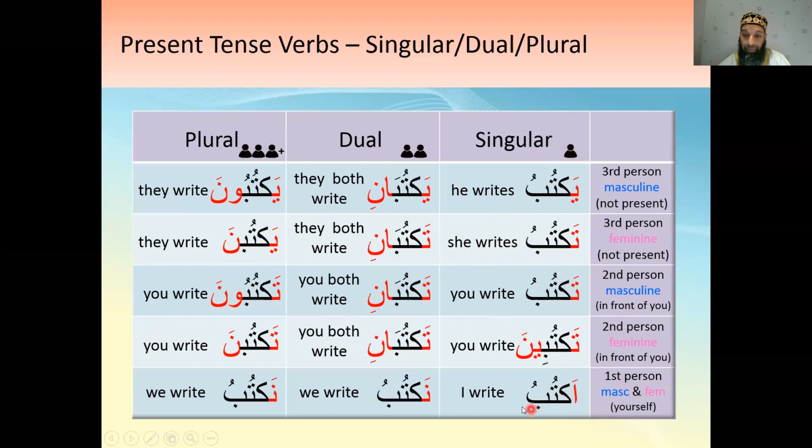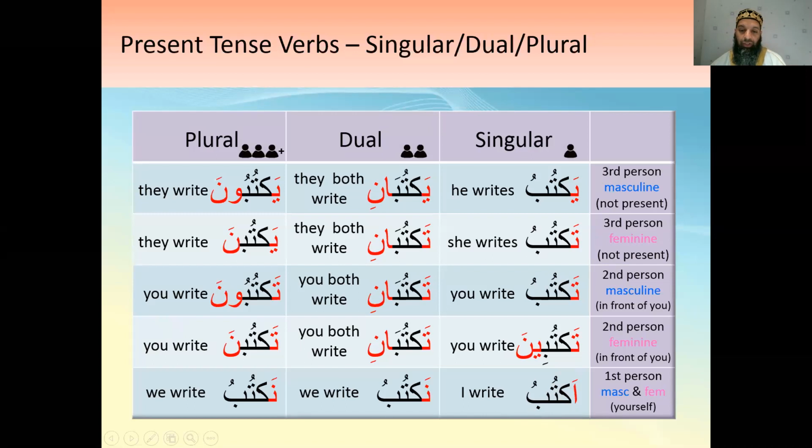So masculine, aktubu. An alif appears there. Aktubu means I write. So aqtulu, I kill. Arji'u, I return. Adhkuru, I remember. Okay, so a sister said that the alif looks like I. It looks like an I. So that's a good way. That's a good way, isn't it? Adhkuru, I remember. Aktubu, I write.